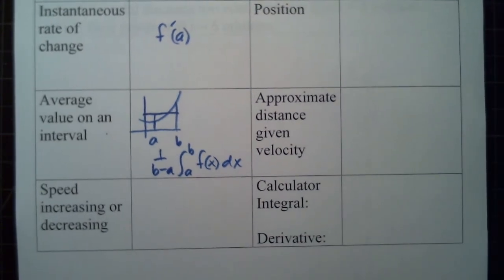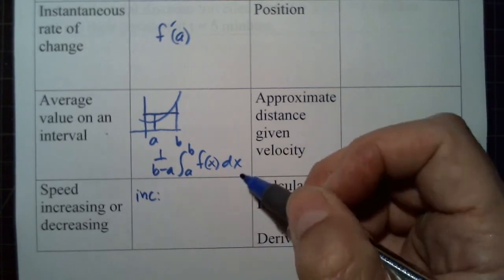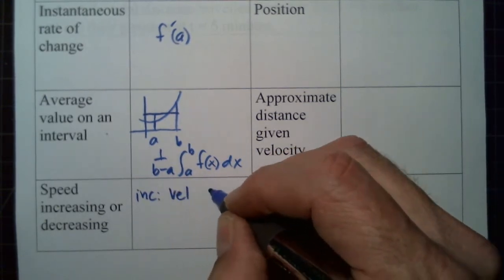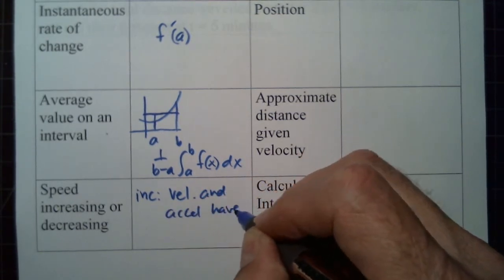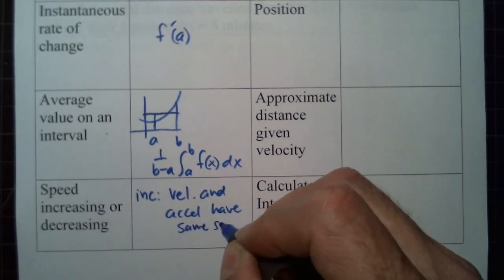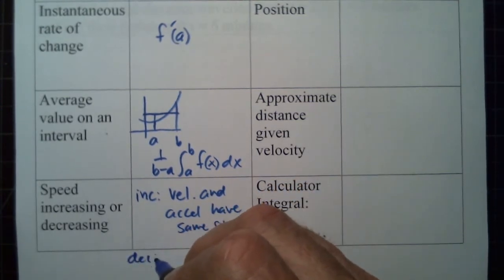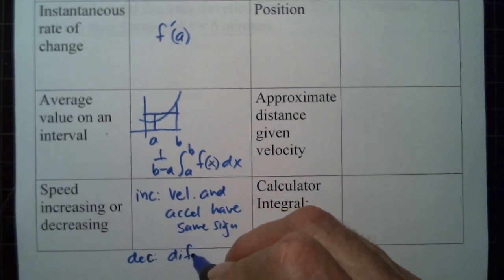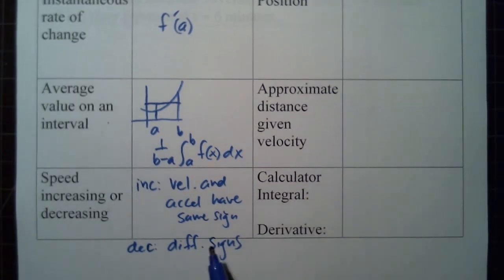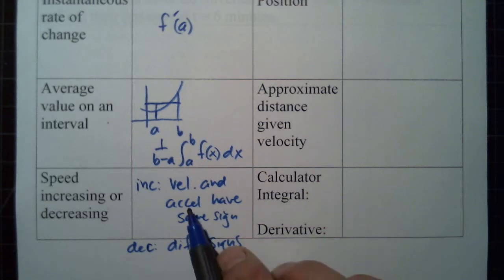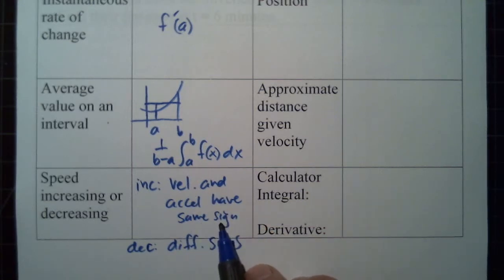Speed is increasing or decreasing. Speed is increasing if velocity and acceleration have the same sign, and it's decreasing if they have different signs. If velocity and acceleration have different signs, positive and negative, negative and positive, then speed is decreasing. If velocity and acceleration have the same sign, they're both positive or both negative, then speed is increasing.